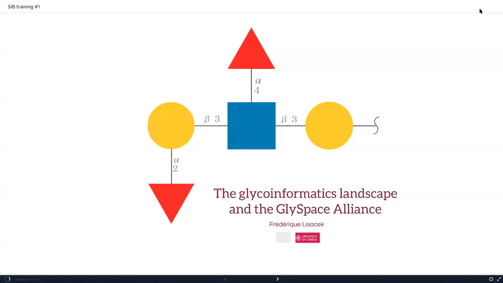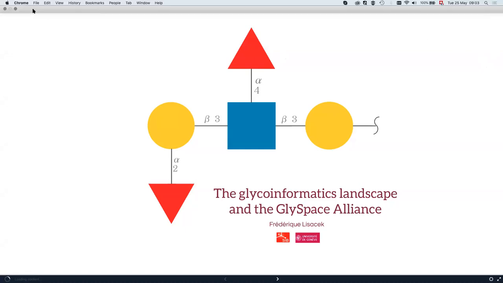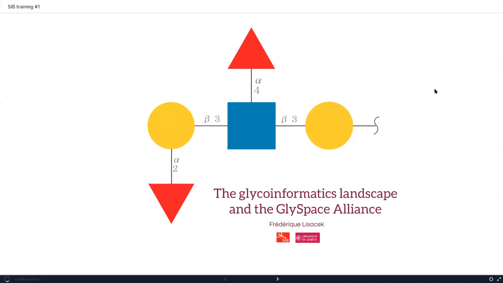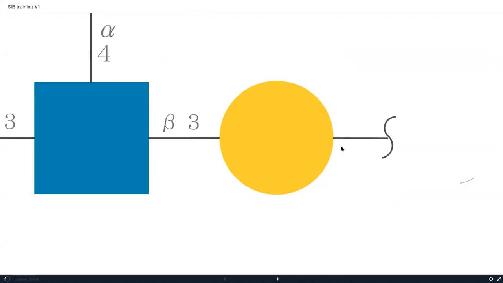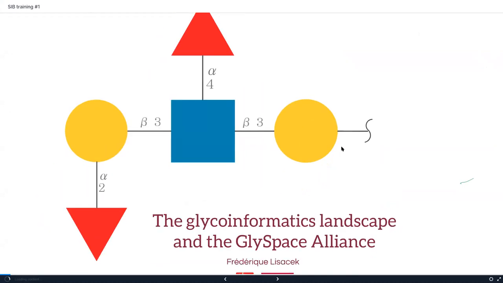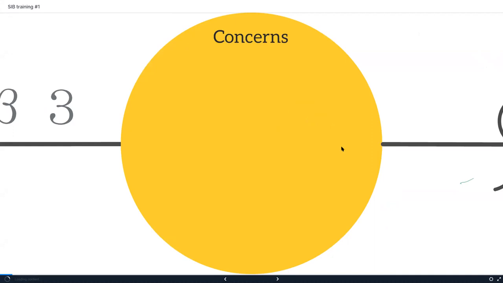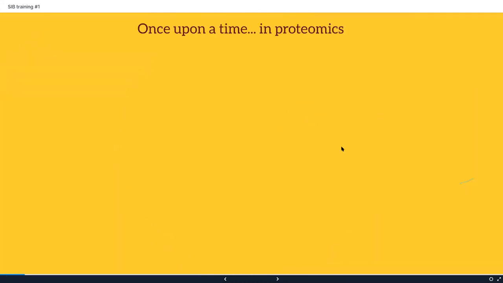The landscape is such that I'm going to talk about the landscape and what we call the GlyCosmos-based alliance. You may have never heard of it. So I will start with some concerns, not that it's a negative, and I would like to start with the example of proteomics.